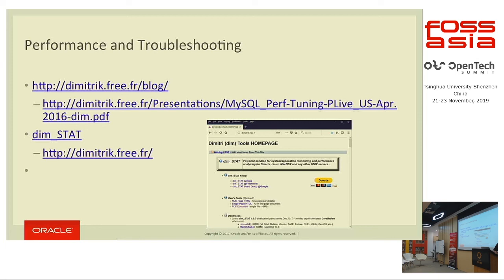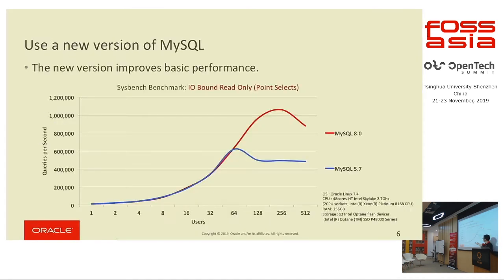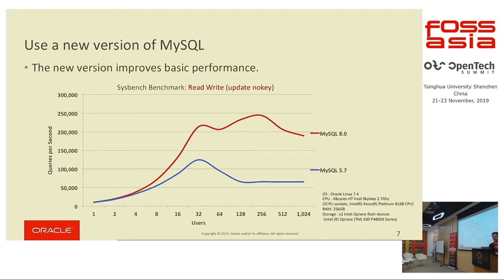Yeah, so one of delta from the MySQL 5.7 and 8 read-only benchmark, more and more users, higher throughput. Yeah, there are some more things we need to improve a bit. And this is a read and write benchmark, I believe, yes. Sorry, MySQL 8 is way faster than MySQL 5.7. So our newer version is always faster, and there are lots of things we are working on inside of MySQL 8.